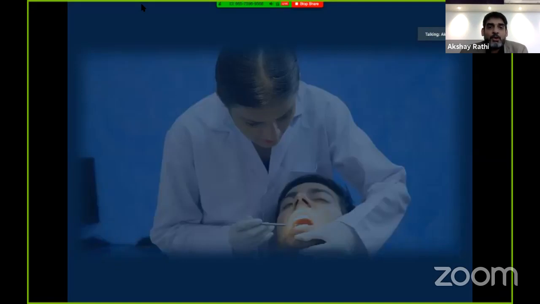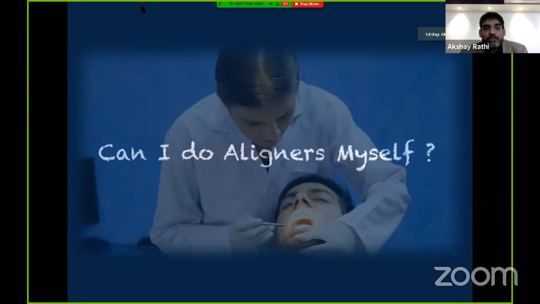So if it was not legally allowed, then those dentists would have got sued. I would have got sued. I would have got debarred. But it is not like that. So it's not that the DCI prevents you from practicing orthodontics. So we come to the next question.